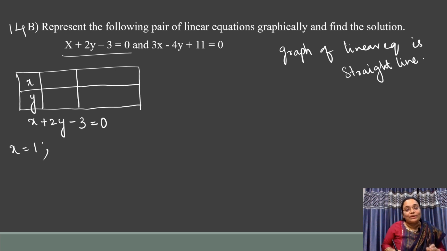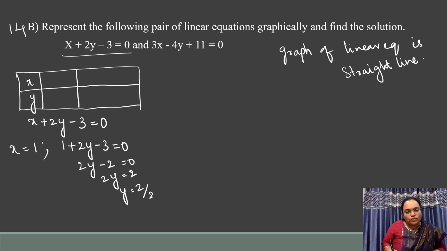What happens if you take x is equal to 1? That will be 1 plus 2y minus 3 is equal to 0. 2y minus 2 is equal to 0. 2y is equal to 2. Y is equal to 2 by 2, which is 1. Okay.